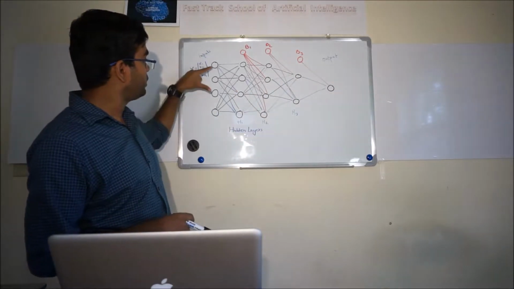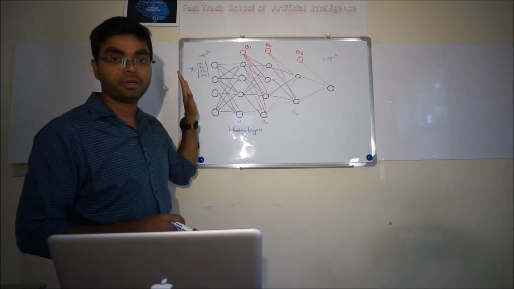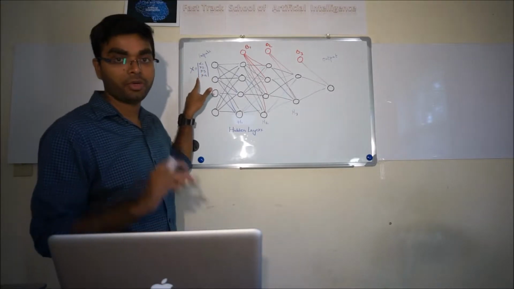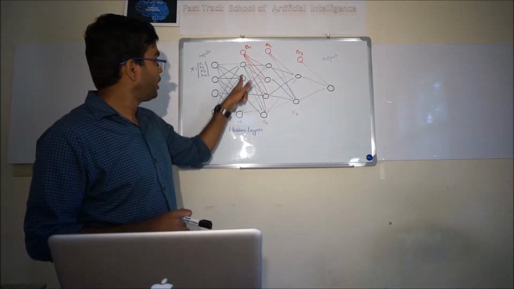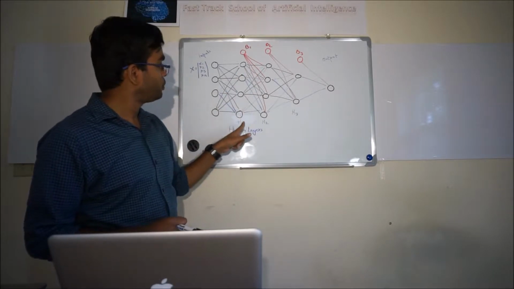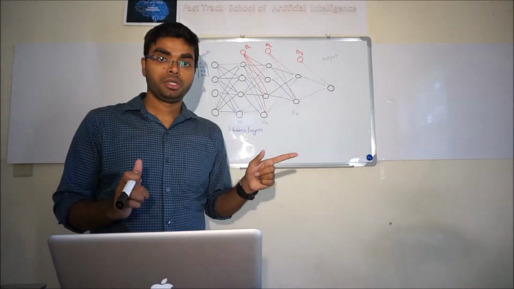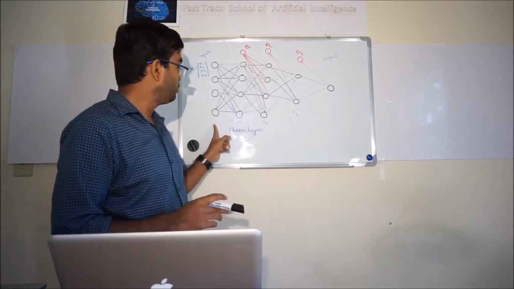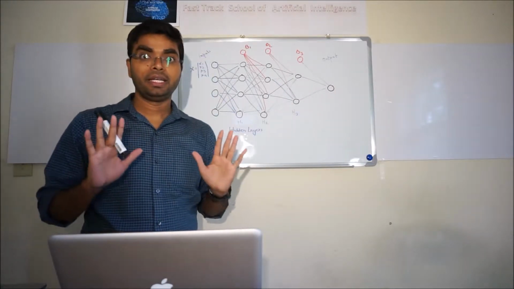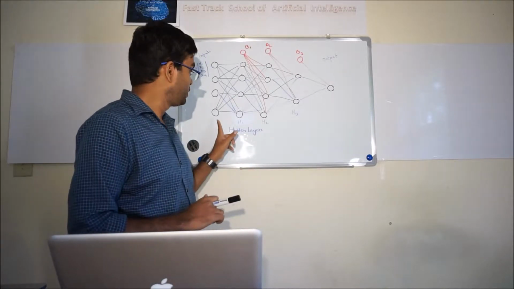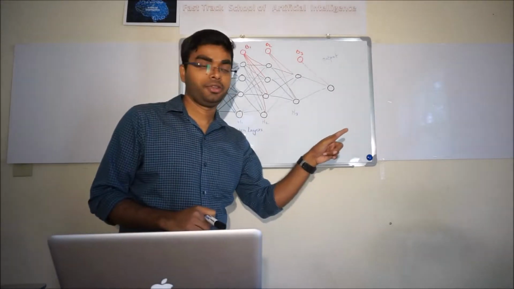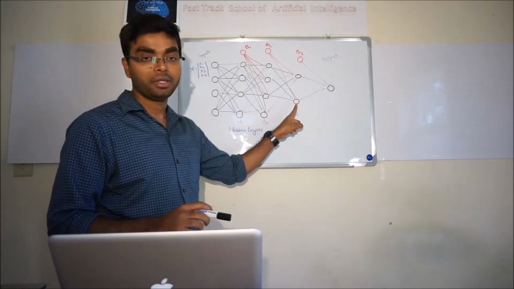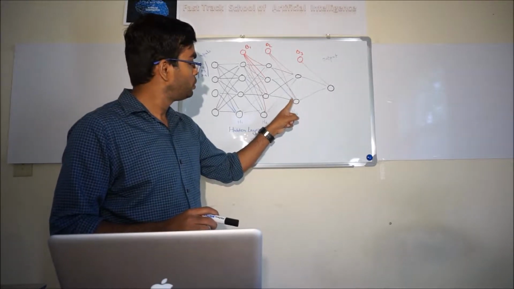This first layer contains 1, 2, 3, 4 nodes, and basically this is called the input layer. We have 4 inputs, X1, X2, X3, X4. These are the 4 input values we're getting. Now we have 4 neurons in our second layer. The layers between the input layer and the output layer are called hidden layers. We have 3 hidden layers here. The first 2 hidden layers contain 4 neurons each, and the third hidden layer contains 2 neurons.